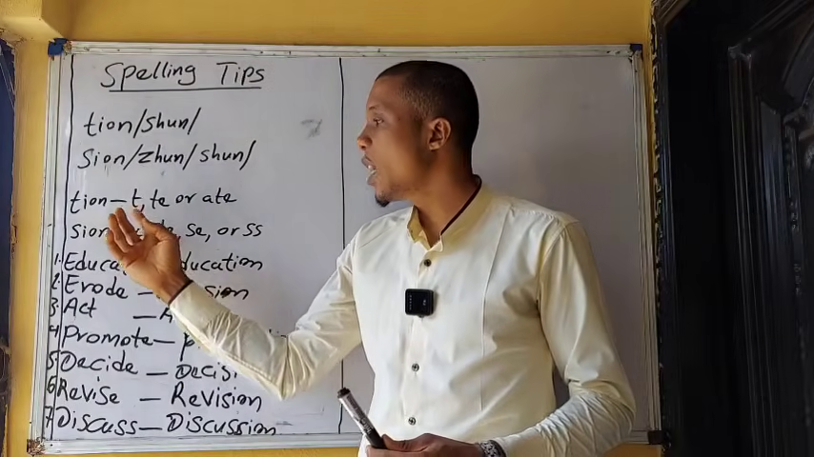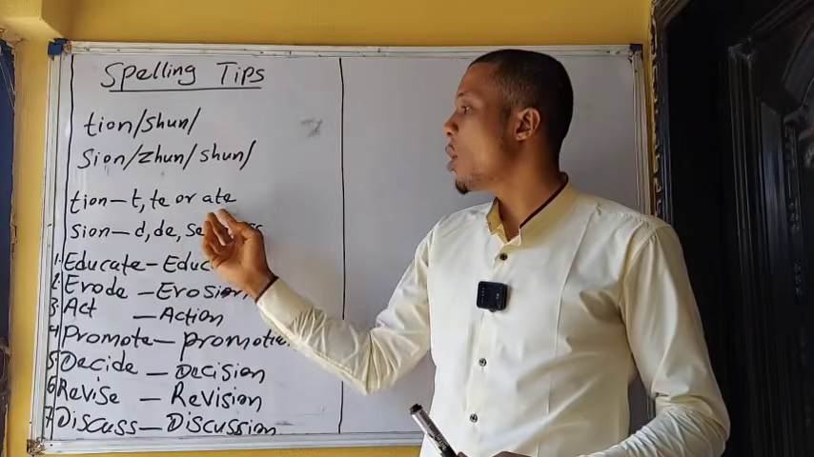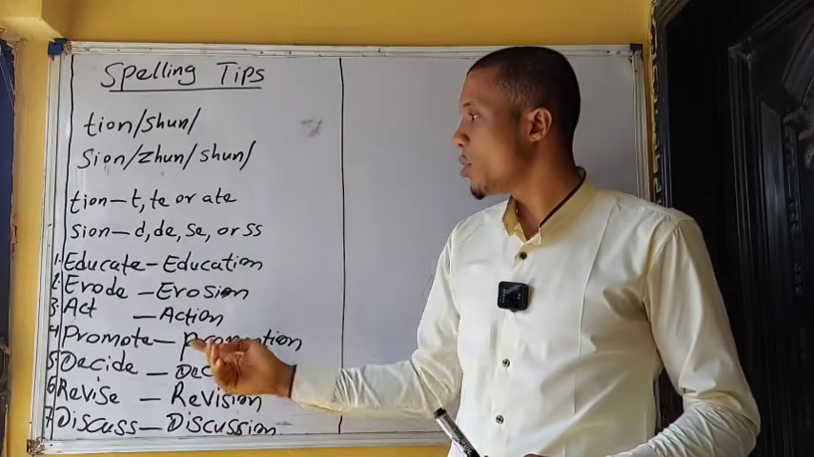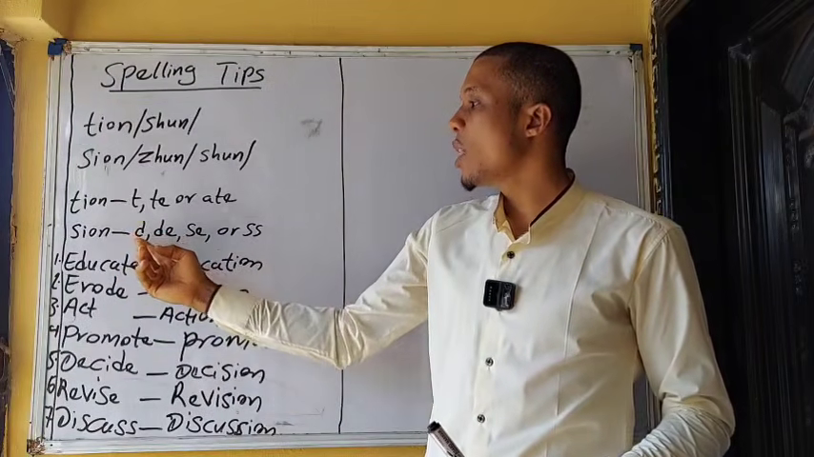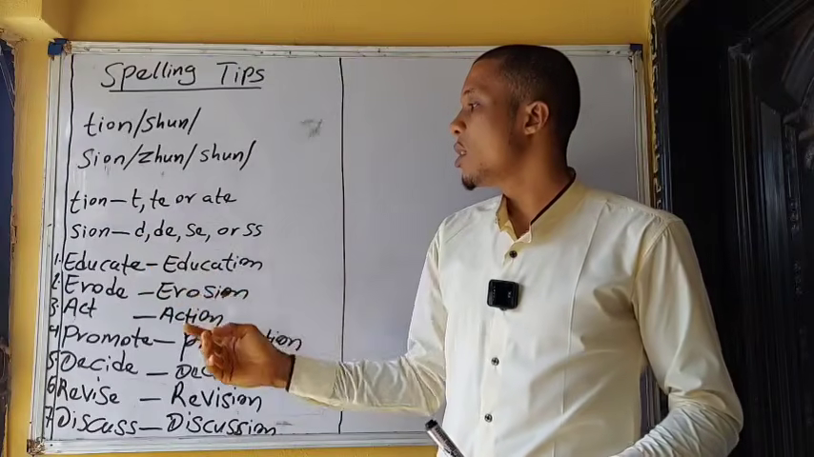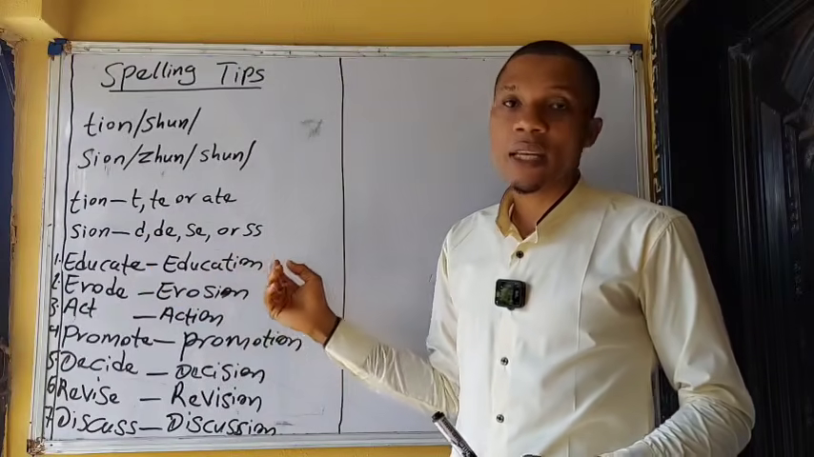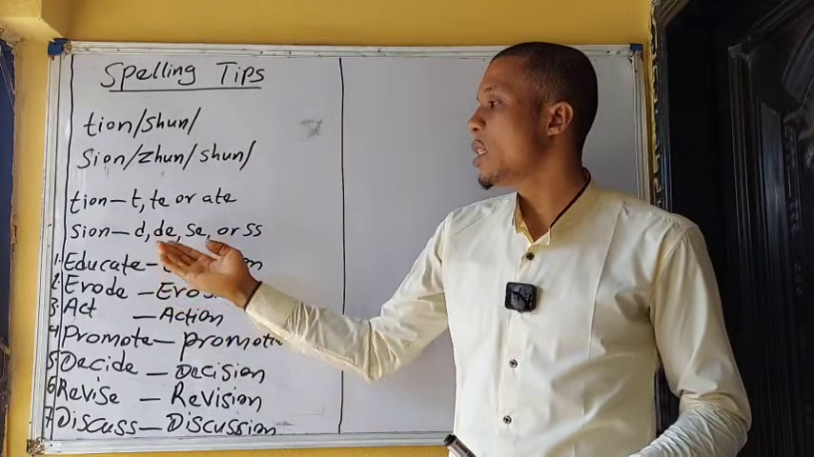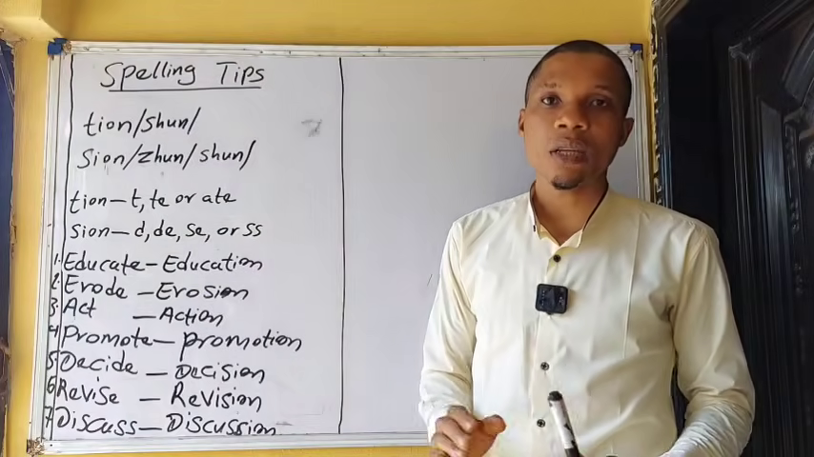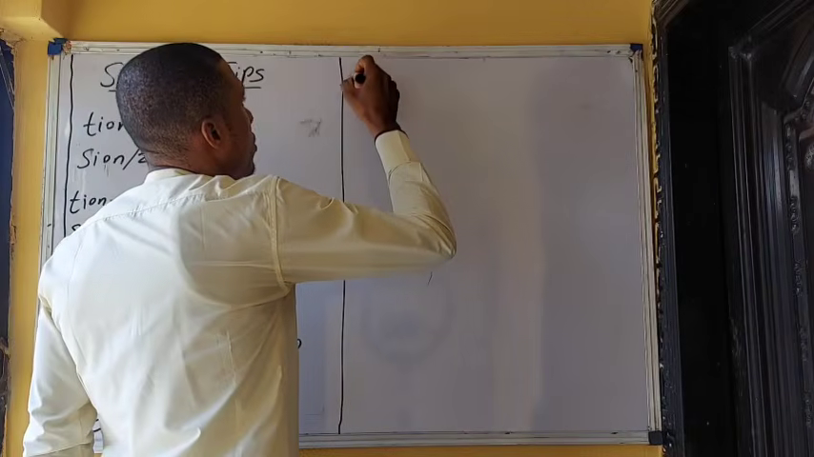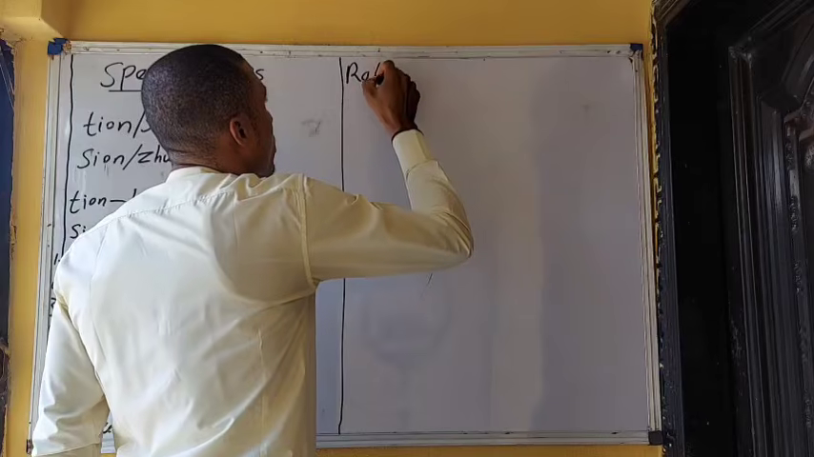If the word ends with T, TE or AT, know that you are going to be using the T tion. If the word ends with D, DE, SE or SS, know that you are going to be using the S tion. Is that understood? Next we have relate.